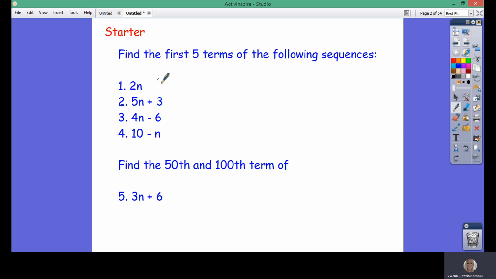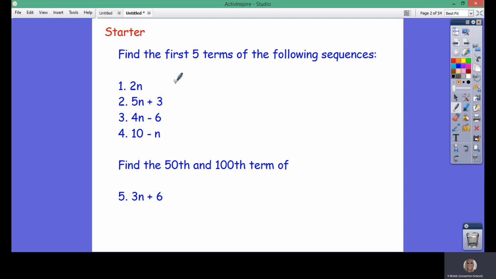Okay, so each question is a rule that gives us a different sequence. I would like us to find the first 5 terms of the sequences. What you have to do, if I wanted to find the very first term in a sequence, n would always be substituted in as 1. If I wanted to find the second number in the sequence, n would be substituted in as 2. If I wanted the third number in the sequence, n would be 3, and so on.